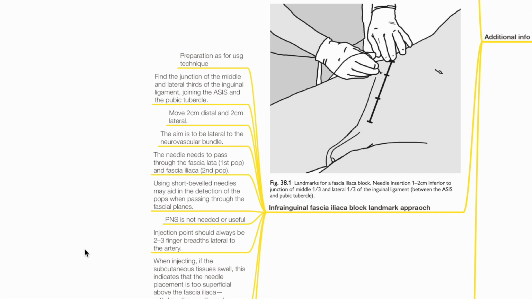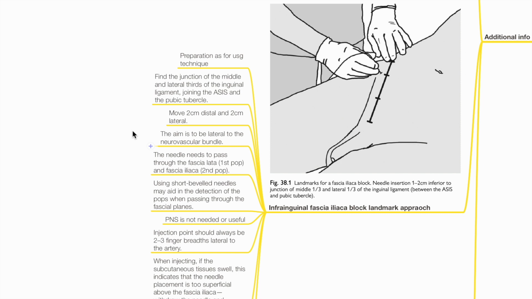Infrainguinal fascia iliaca block landmark approach. Preparation as for ultrasound technique. Find the junction of middle and lateral thirds of inguinal ligament joining ASIS and pubic tubercle. Move 2 cm distal and 2 cm lateral. The aim is to be lateral to the neurovascular bundle.